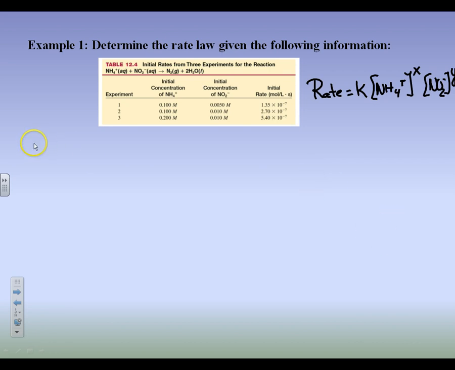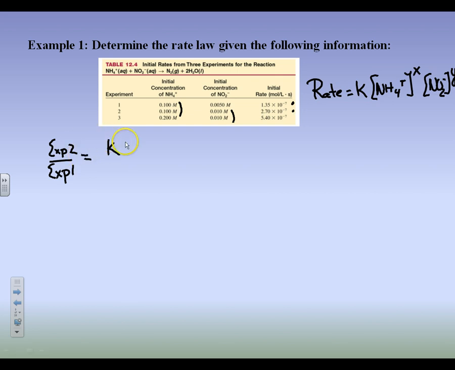What do I do? So using the method of initial rates, I'm going to look at my pieces of data here. Now if you notice, between experiment 1 and 2, the concentration of NH4 doesn't change. And between experiment 2 and 3, my concentration of NO2 does not change. So first I'm going to start by using experiment 1 and 2. So I'm going to put experiment 2 over experiment 1. Why? Because when I look at the rates, 2 is bigger than 1.